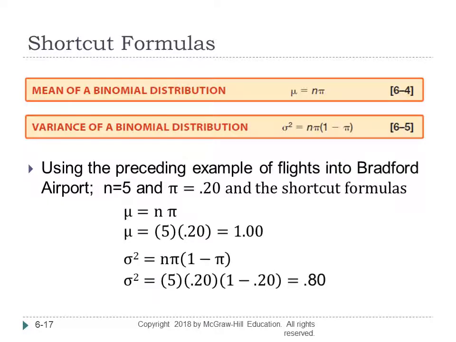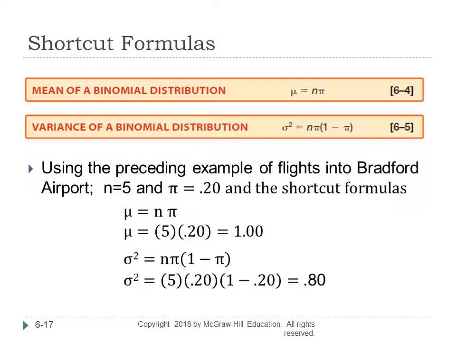Next, we would like to see shortcut formulas. We already calculated the mean and variance using the table, but there are shortcut formulas where you can calculate the mean and variance of the binomial distribution. The mean for the binomial distribution, mu, is equal to n times pi. Take the number of trials times the probability of success and that will give you the mean. The variance, sigma squared, is equal to n times pi times 1 minus pi.